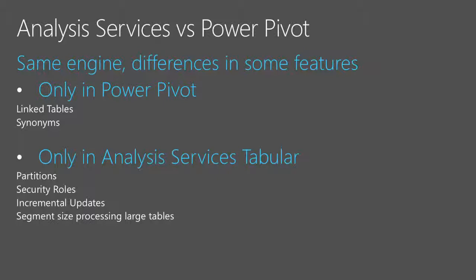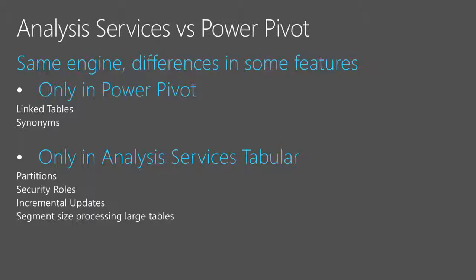Just to explain some difference, we have two products with the same engine. Actually, we have three products with the same engine, because today we also have Power BI Designer. We have Power Pivot, we have Analysis Services Tabular. However, Power Pivot and Power BI Designer are in the area of self-service BI, whereas Analysis Services Tabular is more for corporate BI. But the engine is the same.